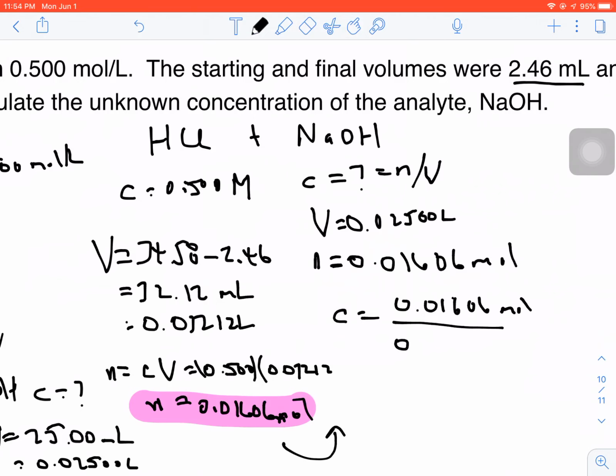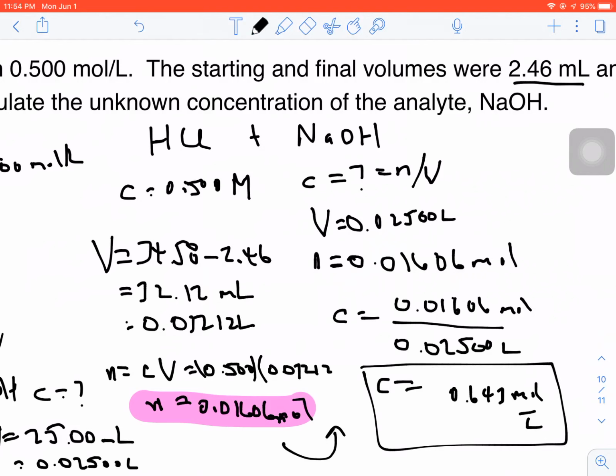divided by 0.02500 liters. Notice I got moles over liters, or moles per liter, and my C turns out to be 0.6424 moles per liter. Or again, remember, we can replace moles per liter with big M, moles per liter. So that's how the calculation works.